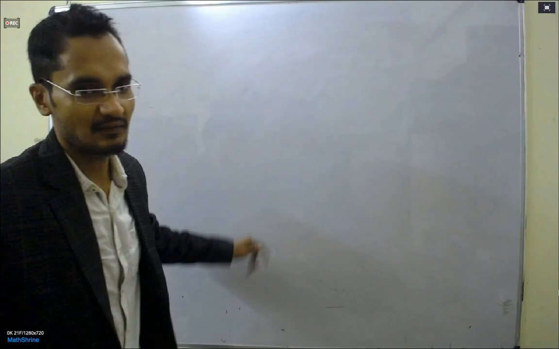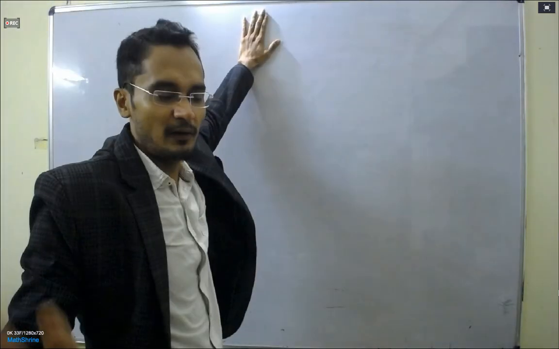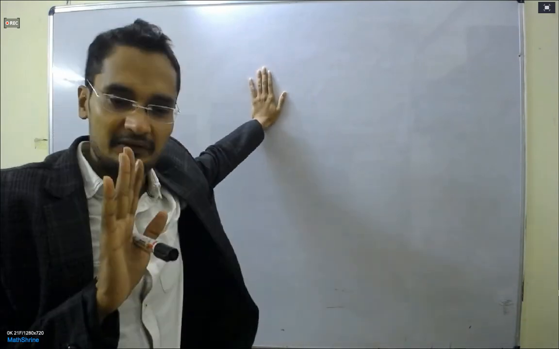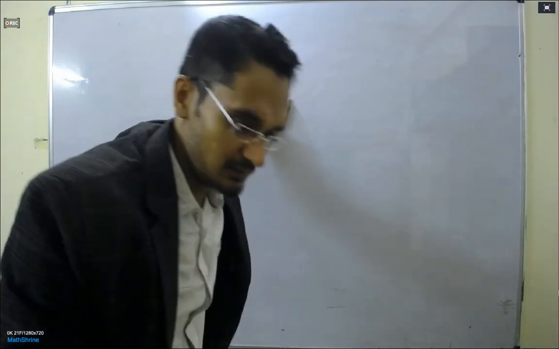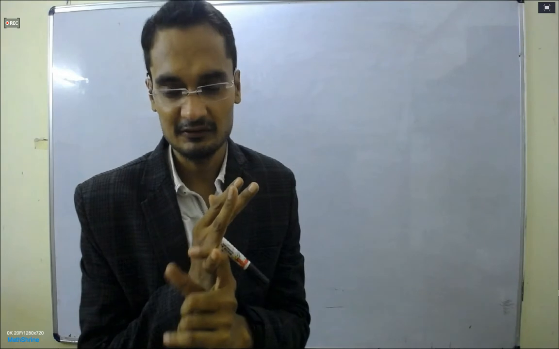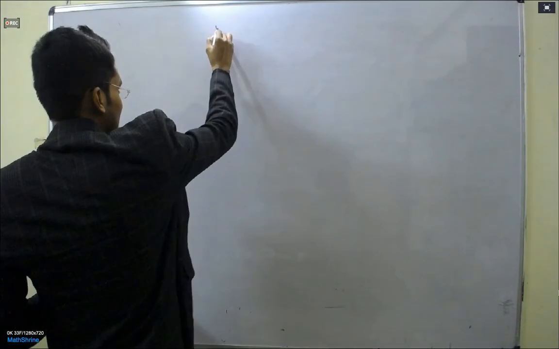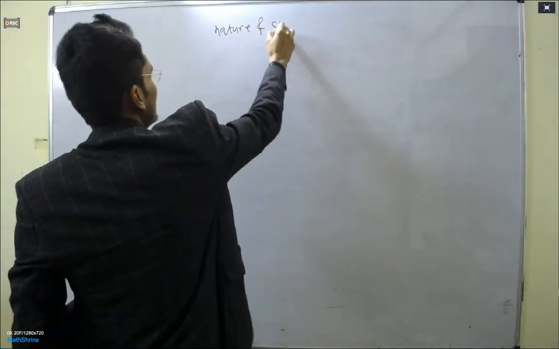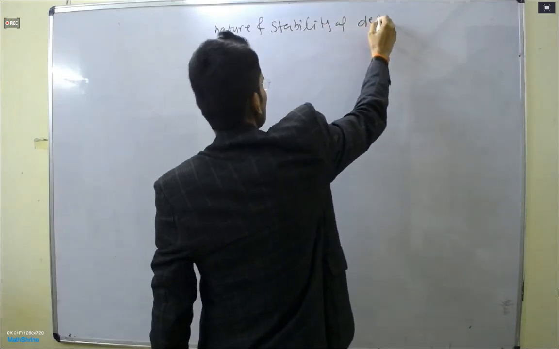The next step is, let us write the nature and stability of the differential equation. Nature and stability of the differential equation. But to discuss it, we have to go two ways. First, we are going to discuss with the help of eigenvalues. To know the eigenvalue of a differential equation, it is better to write the first system of differential equations. So let us write the first one.